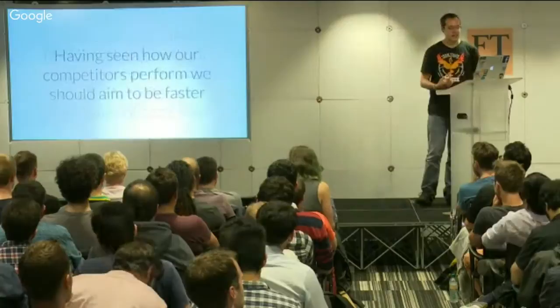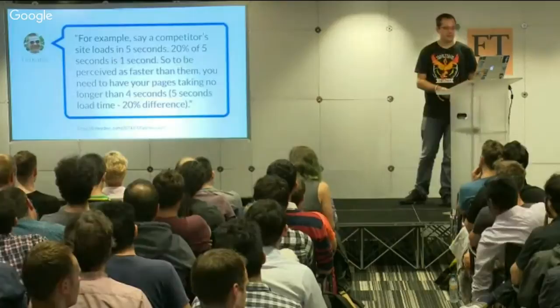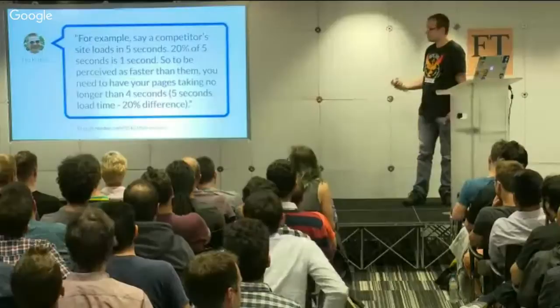A really good quote from Tim Kadlec from his blog was this. For example, say a competitor's site loads in 5 seconds, 20% of 5 seconds is 1 second. So to be perceived faster than them, you need to have your page take no longer than 4 seconds. That's because a 1 second difference on 5 seconds is 20%. So he's suggesting there's a 20% minimum difference you need to achieve. I'll repeat that again.